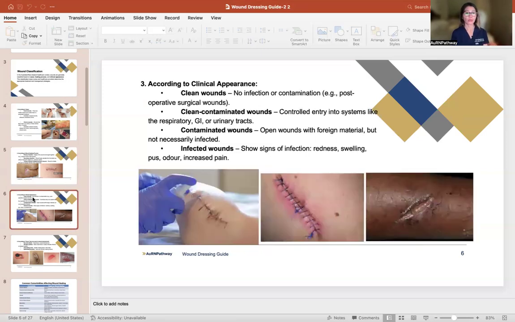According to clinical appearance, we categorize wounds as clean wounds, contaminated wounds, clean-contaminated wounds, and infected wounds. As a nurse, we need to be able to assess the clinical appearance, especially if the patient has some wound infection. That's why you need to be familiar with the signs and symptoms of wound infection, given that as a nurse, we need to learn to escalate this to either a wound nurse specialist or a doctor.